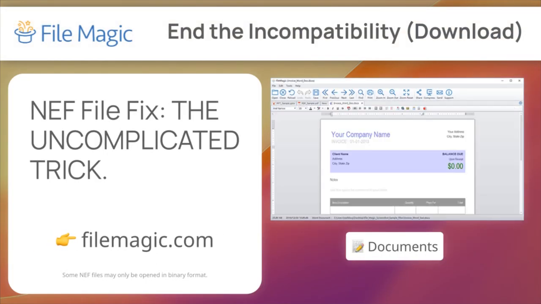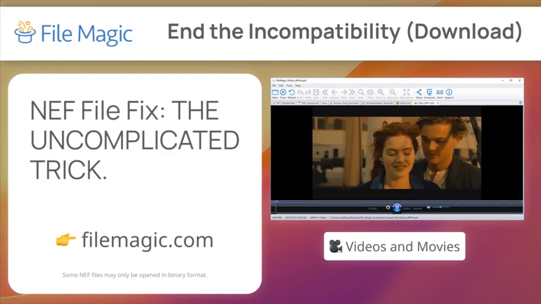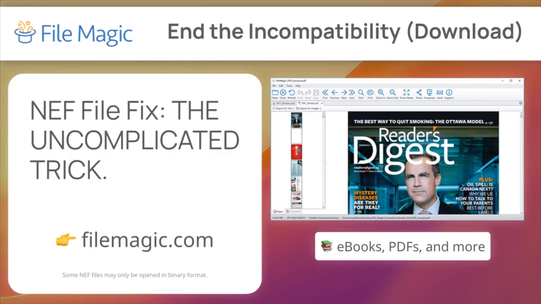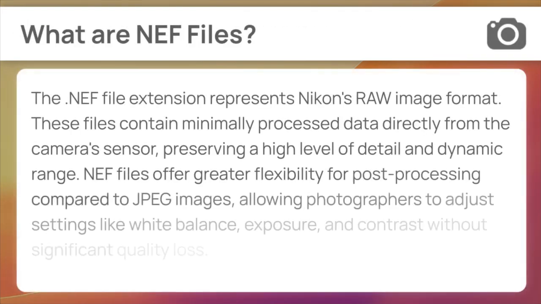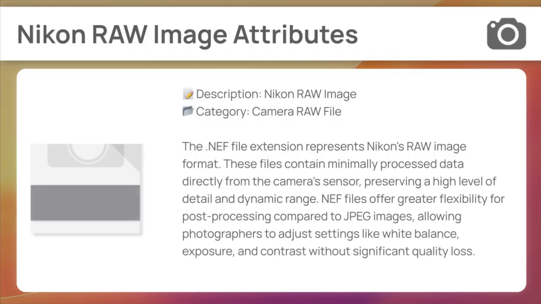The efficacy of this tool hinges on the speed and analysis power of a single NEF file inspection program that services hundreds of formats. The NEF is officially classified under the Comprehensive Camera RAW File Architecture. The data is officially packaged using Nikon RAW Image technology. The NEF file extension represents Nikon's RAW image format. These files contain minimally processed data directly from the camera's sensor, preserving a high level of detail and dynamic range.